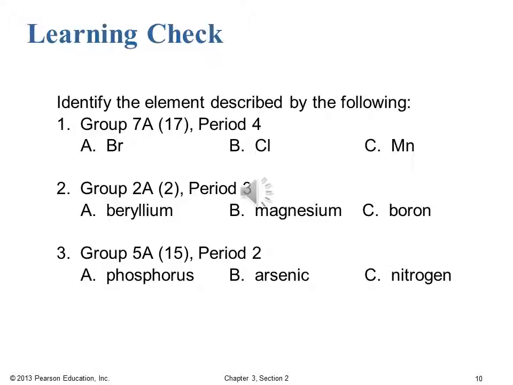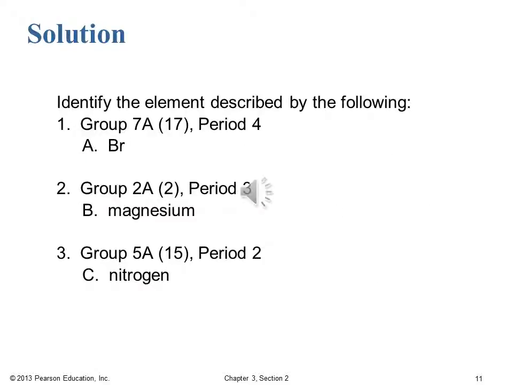All right, so if you haven't already determined those, go ahead. You should have that periodic table that's posted on Blackboard for your use, and identify those elements. Pause the video if you must, and we'll see how you did. Okay, so if we're in group 7A or 17, we're dealing with the halogens, the second to last column, and if we go down 4 periods, we're looking at A. Bromine is the element described by that set of conditions of group and period number.